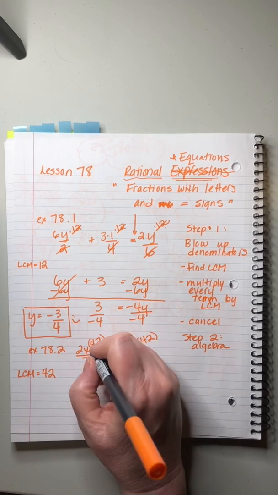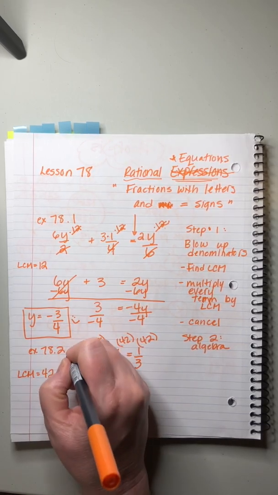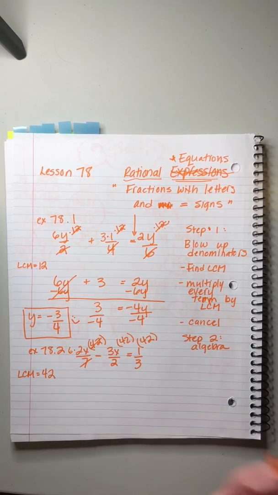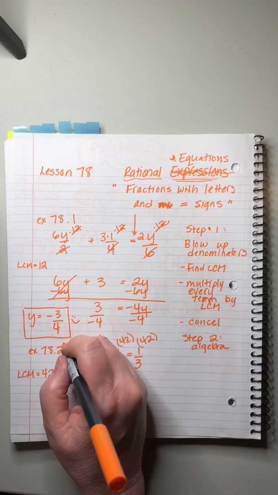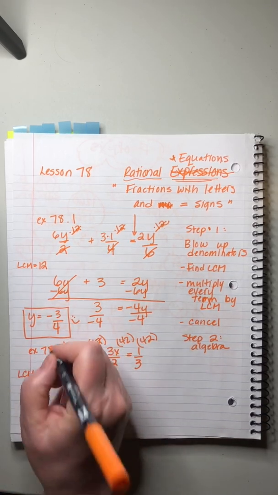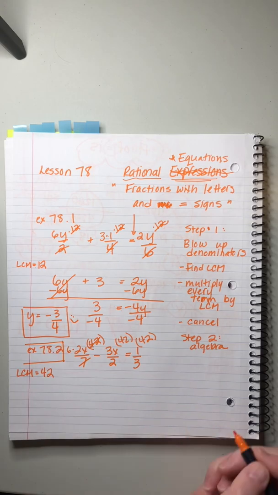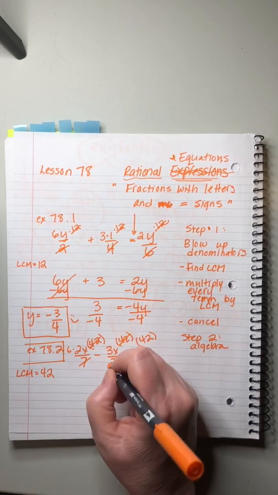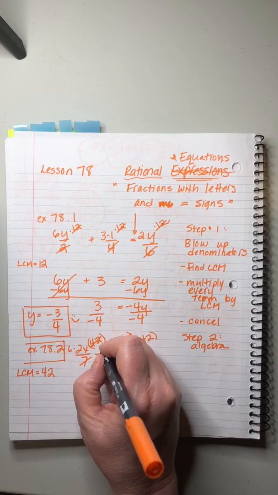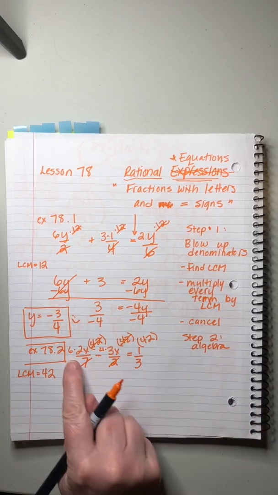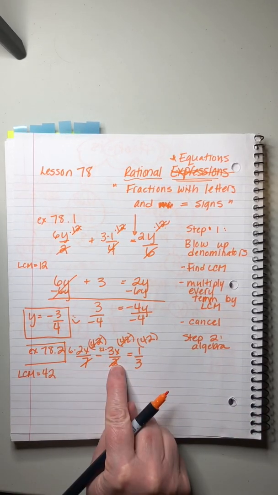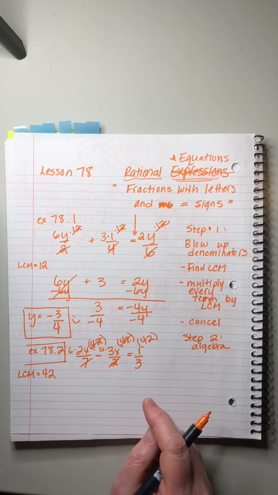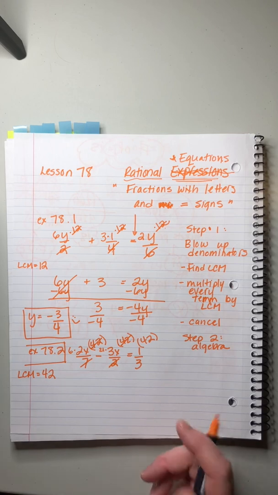42 divided by 7 is 6. So now I'm going to write 6 times 2x. I'm going to put a line there so that I don't confuse my problem number with the problem itself. 42 and 2, that's 21. So it's going to be 21 times 3. You can see how leaving a little bit of white space in these problems is going to be helpful, because otherwise, it's getting really crowded.